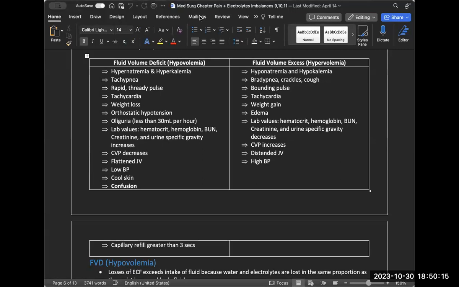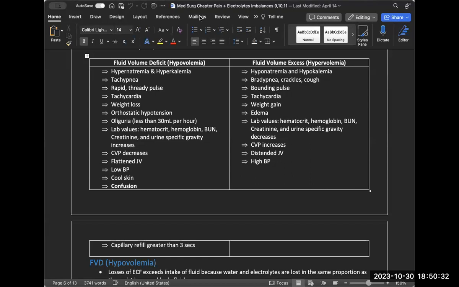They're also going to have confusion, cool skin, and a capillary refill greater than 3 seconds. Normal capillary refill is less than 3 seconds. Capillary refill is when you take one of your fingers, you press down on it for a couple of seconds, and you let it go.